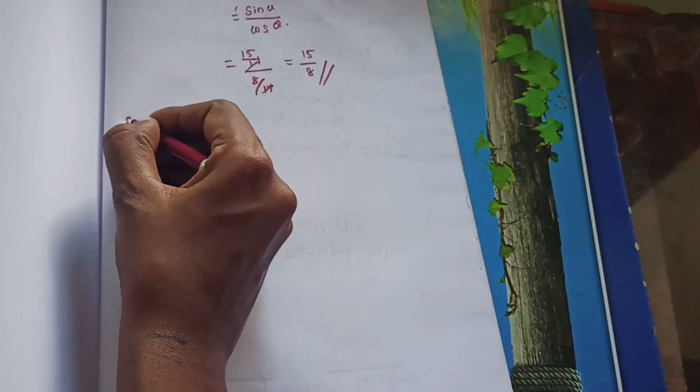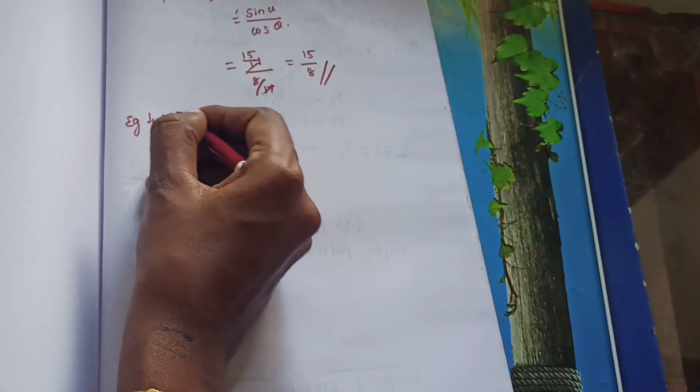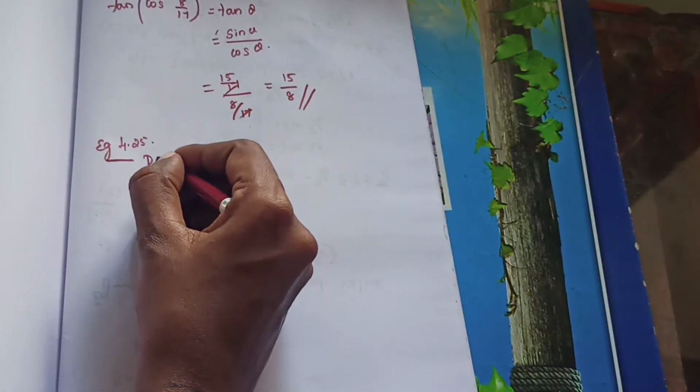Understand? Shall we go to the next one? It's a very easy section. Sometimes for 2 marks or 1 mark they may ask this. So we need to learn this. Example 4.25. Prove that.